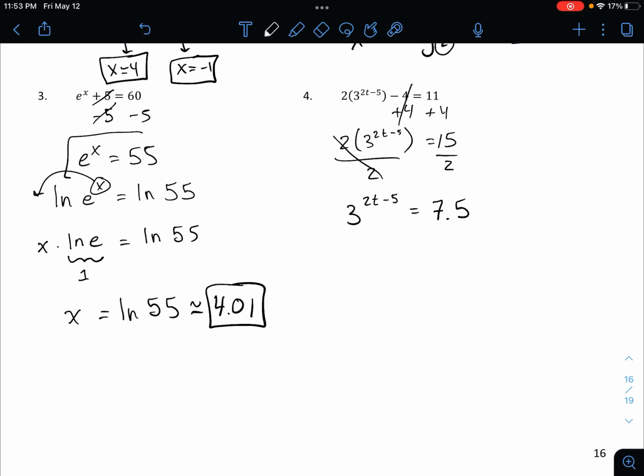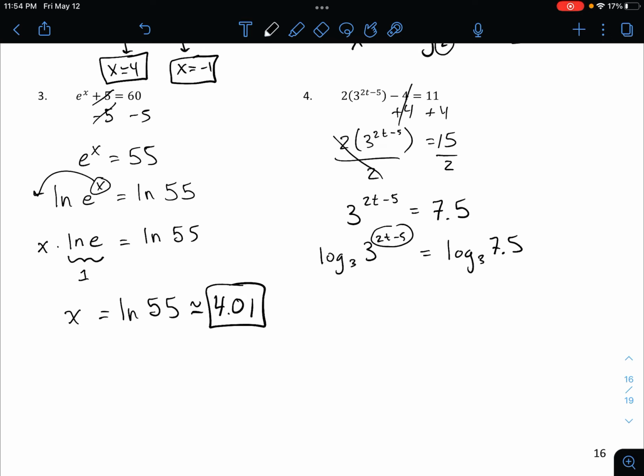And now we're really in the same position as we just had here, right? We have a power equals a number. Same thing here. A power equals a number. So what I can do is I can use a logarithm on both sides. Now the question is, do I use the natural log, the common log, a log with some number base? And again, the answer is by looking at what your base is here. So because we have a base of 3, I want to use the log of 3. So log base 3 of 3 to the 2t minus 5 power equals log base 3 of 7.5, right? Whatever log I use on one side, I have to use the same one on the other side.